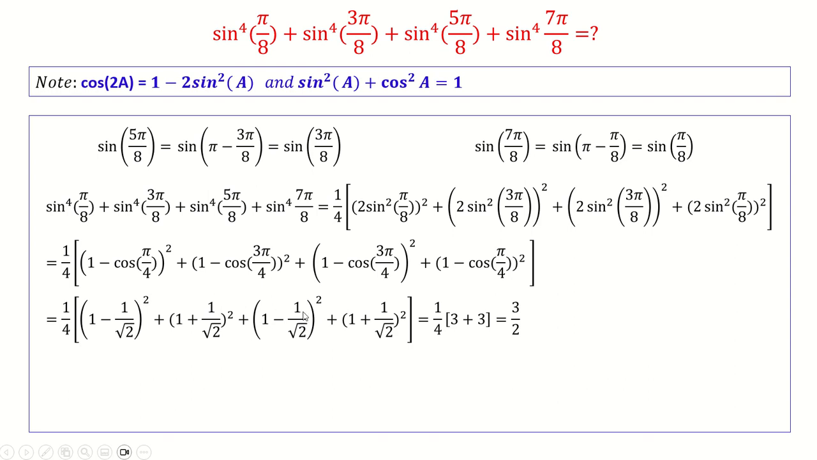Okay. So basically you have the expression of 1 minus 1 by root 2 whole square plus 1 plus 1 by root 2 whole square, 2 times. You simplify this, basically you will get 1 by 4 into 3 plus 3, which is equal to 3 by 2. Okay, so this is the answer. So this is a classic way of using the trigonometric formula to simplify the expression and then getting the answer. Okay, now next.